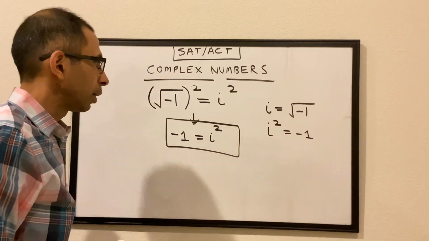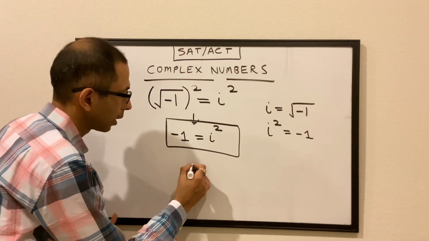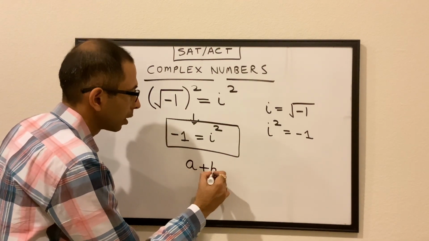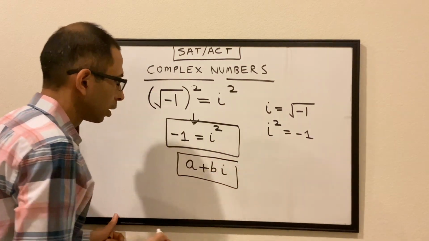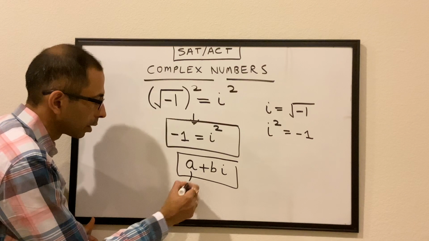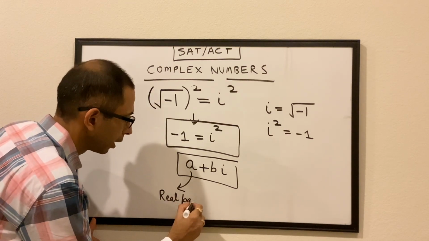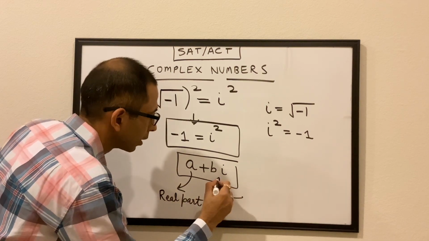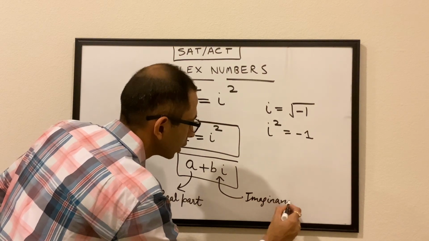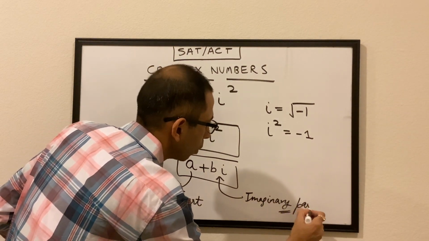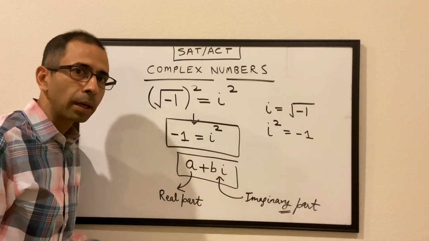Right? Now let's understand how we represent a complex number. A complex number is represented by a plus bi, right? So this is our complex number. It has two parts. This is the real part, a, and this is the imaginary part. So essentially a complex number has two parts, the real part and the imaginary part, right?